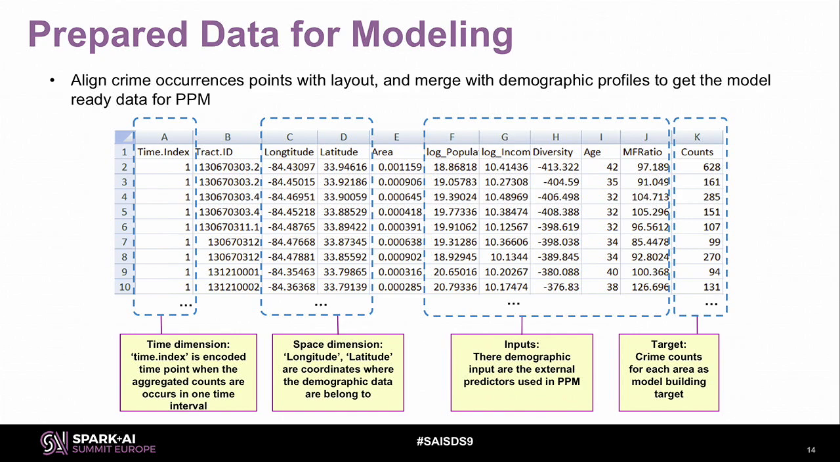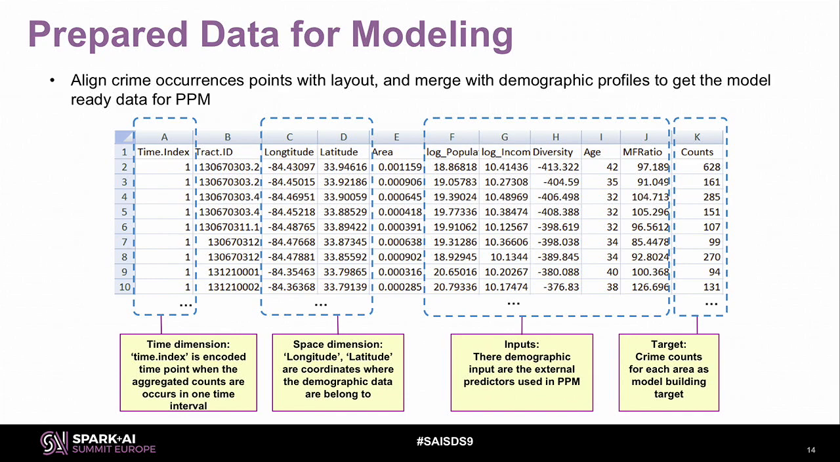And for the input here, the demographic information is treated as external predictors and will be included in the model. The last column, the crime count, is the target variable that will be used for our modeling purpose.